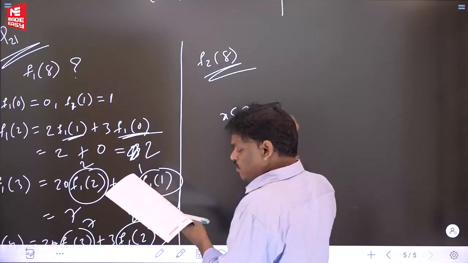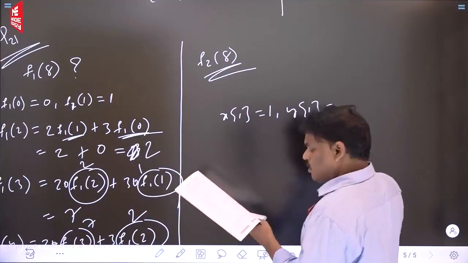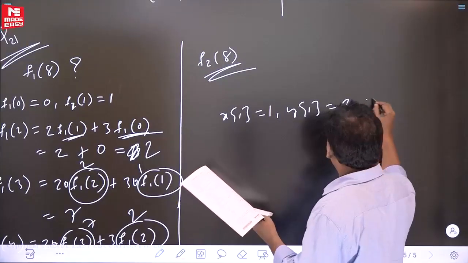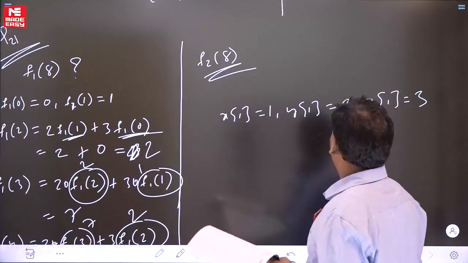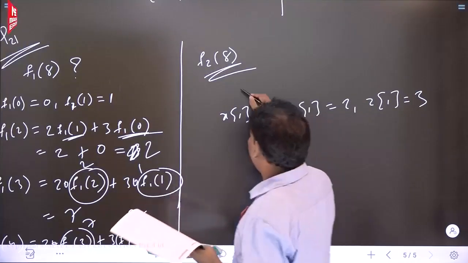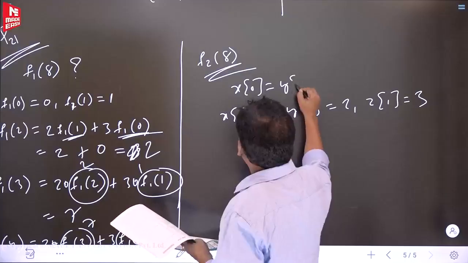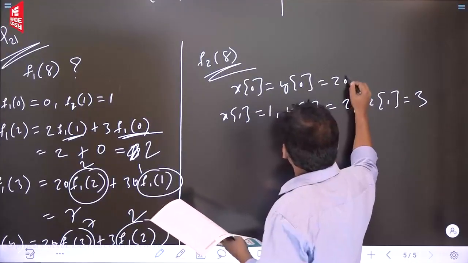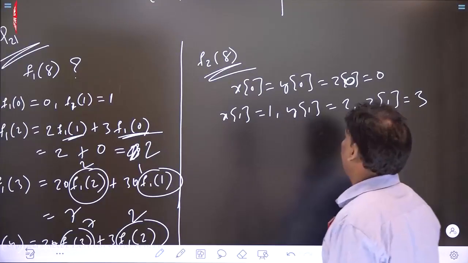x1 is equal to 1. That is okay. y1 is equal to 2. That is okay. z1 is equal to 3. This is the thing given. I think one more small line is missing. Just take care of this also: x0 is equal to y0 is equal to z0 is equal to 0. This line is missing. Please take care.